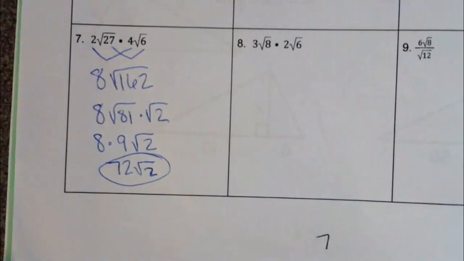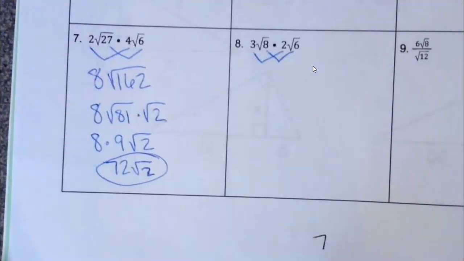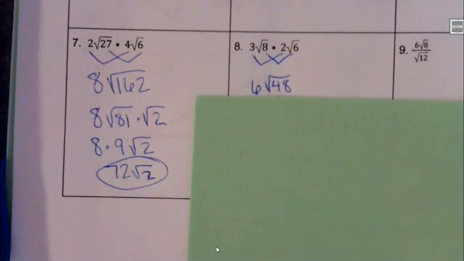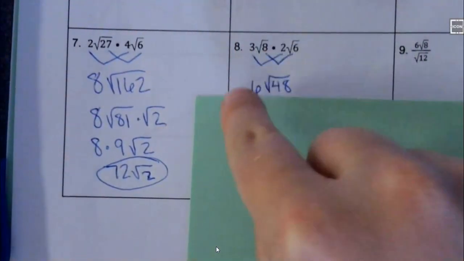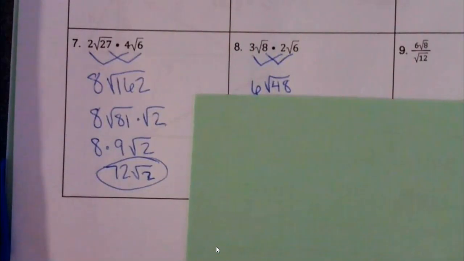Alright, I'm going to pause one more time, and I want you to solve number 8. You're going to go through the same process. These numbers are smaller, so it's a little bit easier. Multiply, and then simplify. Alright, so we multiplied the 2 of these. 3 times 2 is 6. 8 times 6 is 48.